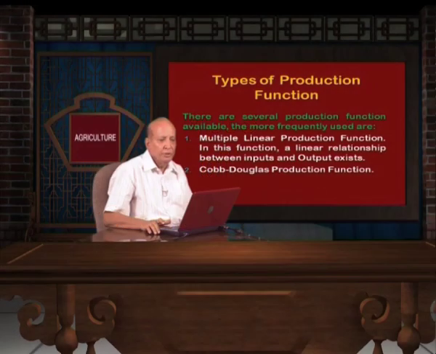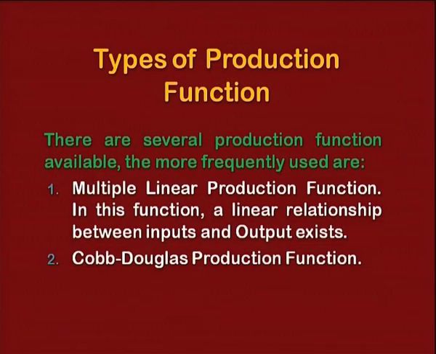Types of the production functions. There are several production functions, but generally those used in our research organizations or in a general background are only of two types. First is the multiple linear production function. In this function, a linear relationship between input and output exists. Second is the Cobb-Douglas production function.